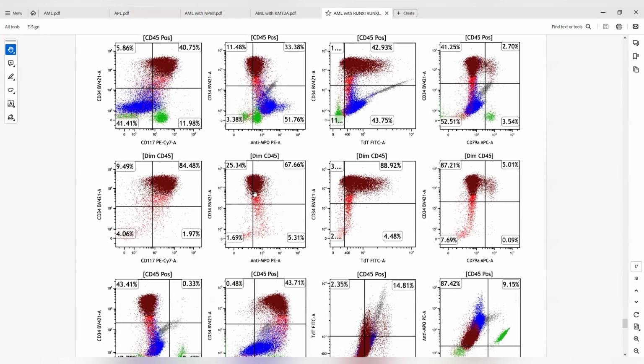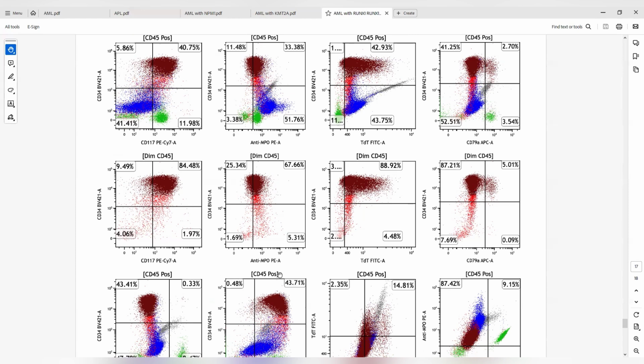And here MPO is predominantly positive, about 67%. So I'd call that predominantly positive. TDT here in this example, it seems like TDT is positive as well. So that's really interesting. However, CD79A is negative in this population.